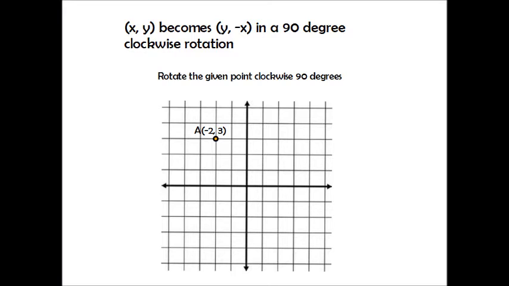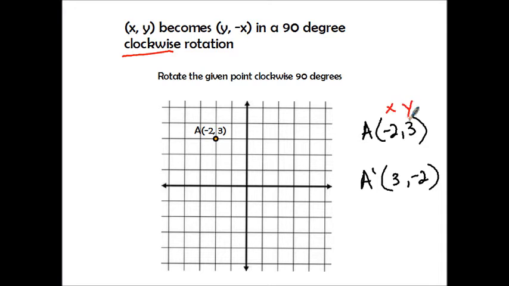Now let's see if we go the other direction. x, y becomes y, the opposite of x in a 90-degree clockwise rotation. So we're going to rotate the given point clockwise, so we're going around the clock this way. Let's start with A. I should be using black right now to be consistent. A is at (-2, 3) again. And let's just do it by what it says. A prime. Notice that they switch places again. x, y becomes y, -x. So I'm going to switch the places of 3 and -2.